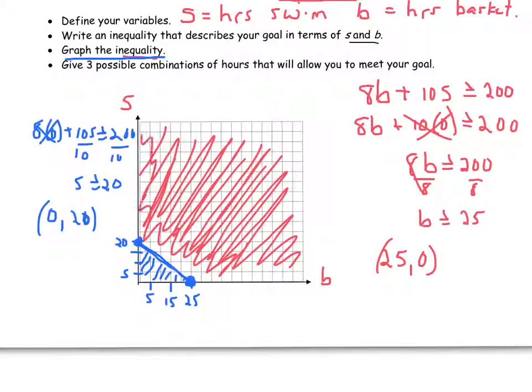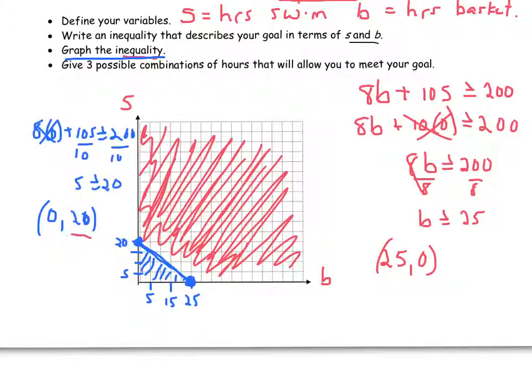All right, so the red is the area that is greater than or equal to that particular inequality. It has a solid line on it because it's greater than or equal to. Then it says give 3 possible combinations of hours that will allow you to meet your goal. Well, you have 2 combinations.